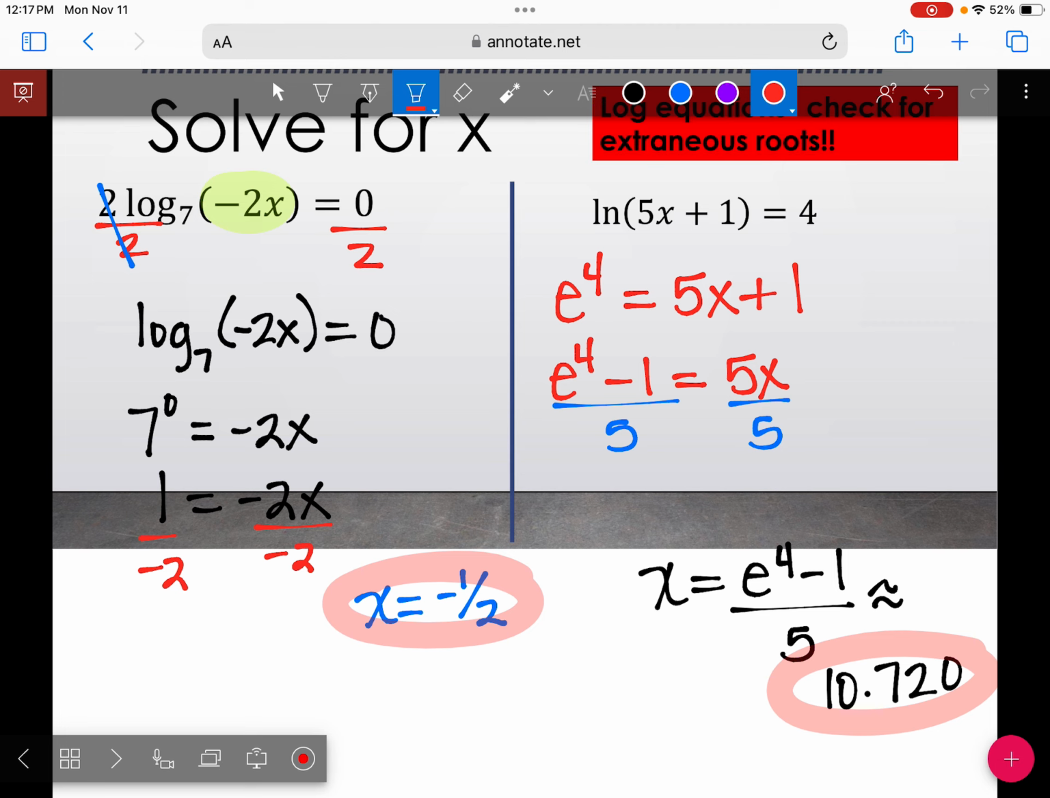Okay, we're going to end there. Tomorrow we're going to do some harder equations that involve properties in order to solve it.